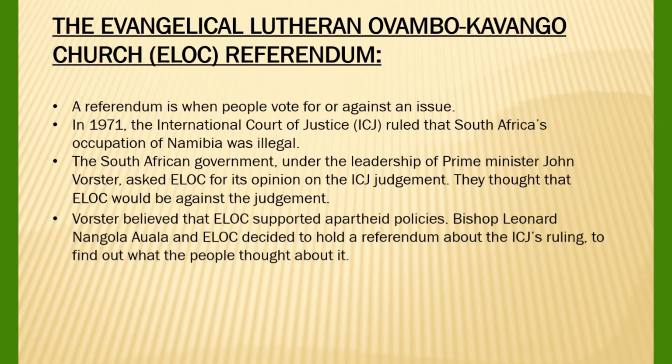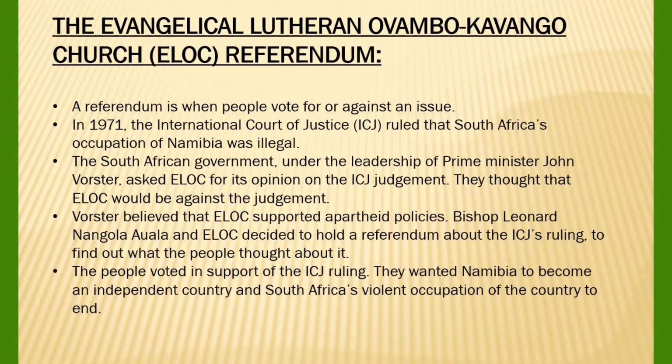Vorster believed that ELOC supported apartheid policies. Bishop Leonard Nangolo Awala and ELOC decided to hold a referendum about the International Court of Justice's ruling to find out what the people thought about it. The people voted in support of the International Court of Justice ruling. They wanted Namibia to become an independent country and South Africa's violent occupation of the country to end.